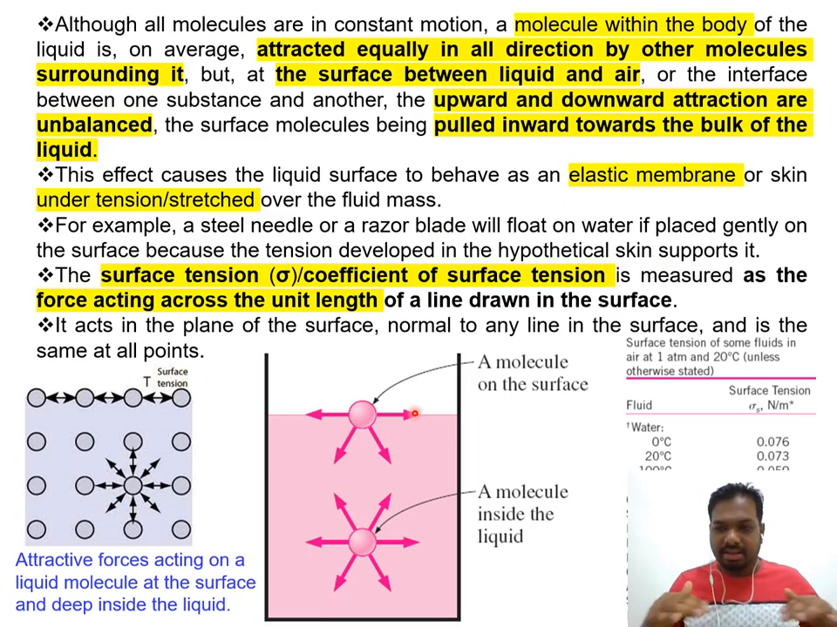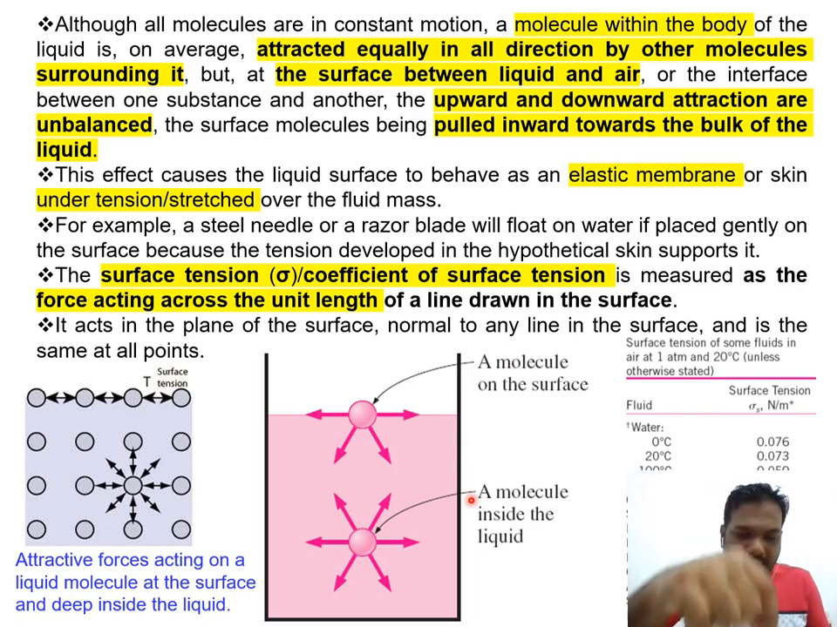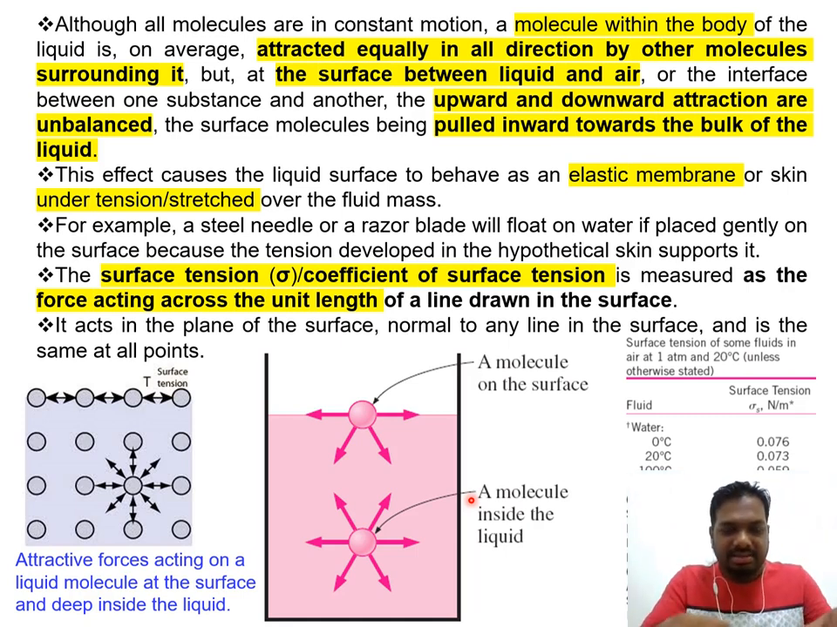Because of all the skin that is developed, it's not something very visible, but it's there. So when you put a very tiny needle, in Malay we call it jarum, you put it on top of the water gently, not with force. You just put it very slowly, or the razor blade that you are using, you just place it very softly without force. So it will float.